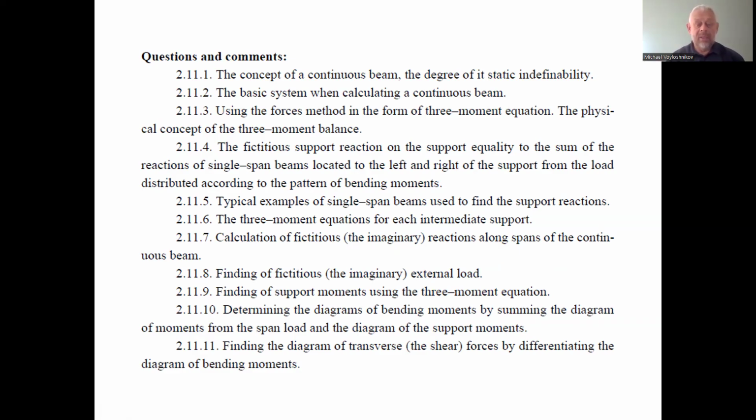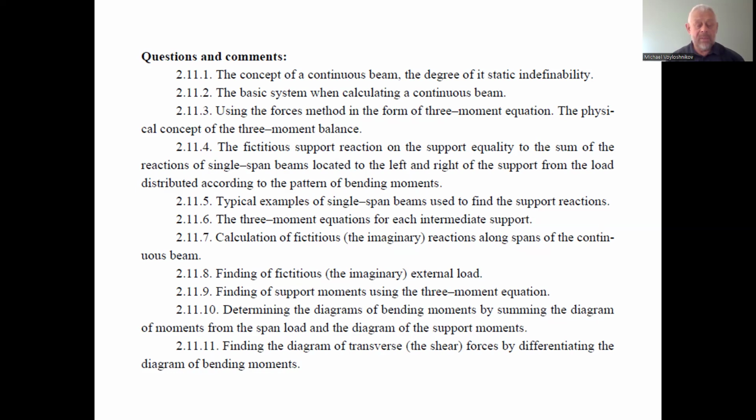The basic system when calculating the continuous beam by the force approach, using the three-moment equations, is the set of single span beams made from the continuous beam by installing a hinge at each of the supporting links, separating the continuous beam into a set of single span beams, using the force method in the form of the three-moment equation, the physical concept of three-moment balance.